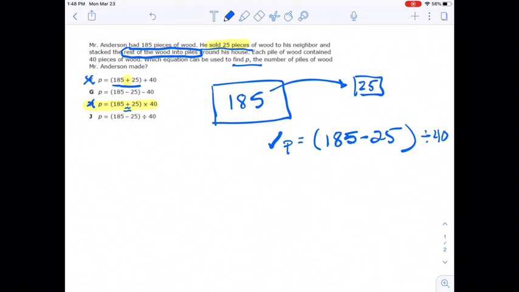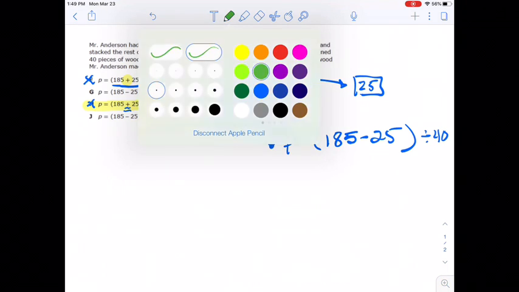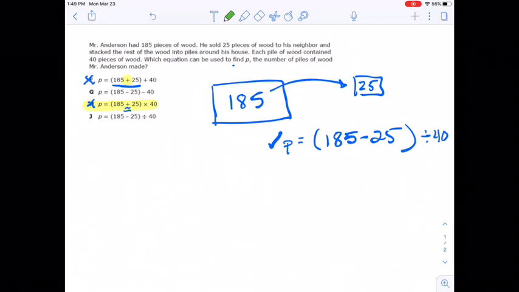Now, let's look at the next equation and see. We're left with G and J. Do these start at the beginning of the equation? Do they match ours? 185 minus 25. They both have that part of the equation. But now let's figure out what's different about them. One says minus 40 and one says divided by 40. How do we know our divided by 40 is correct? Why would we want to divide by 40 instead of subtract 40?